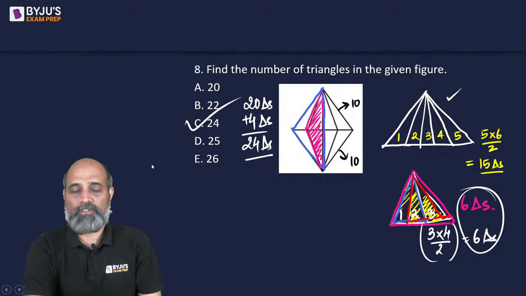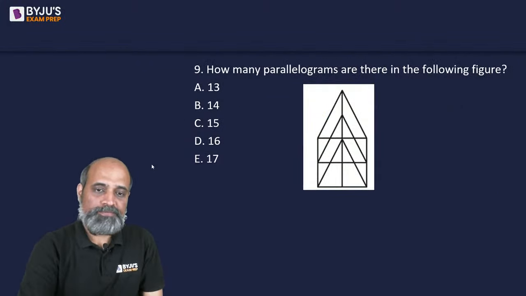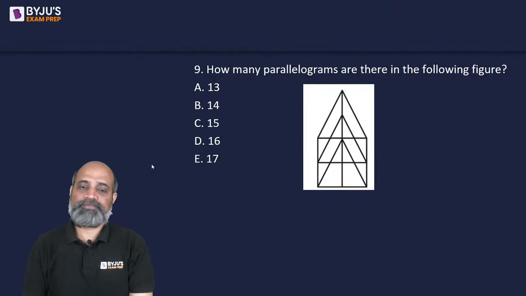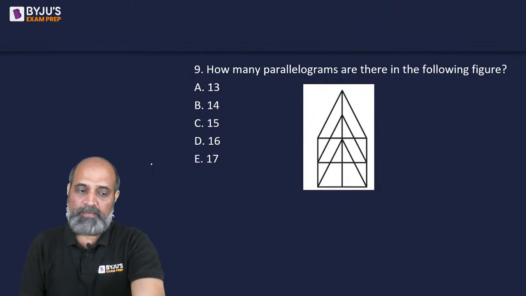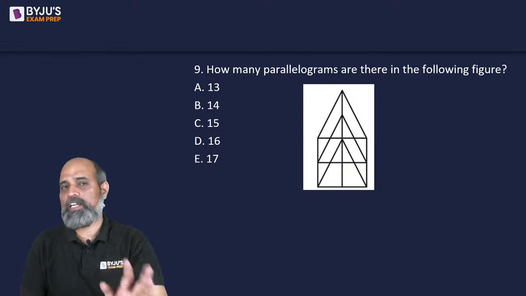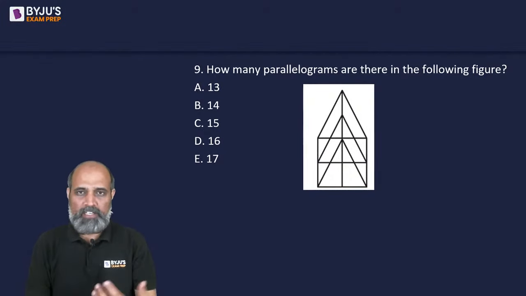Sumit, 24. Okay, next one. How many parallelograms are there in the figure? Again, non-symmetrical. Symmetrical समझते हो ना? It's not symmetrical along only x and y. It has to be symmetrical along both the axes.